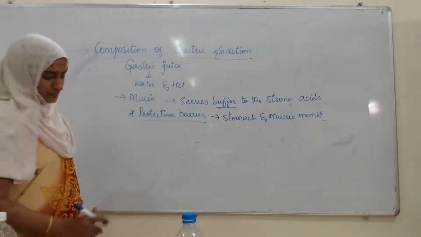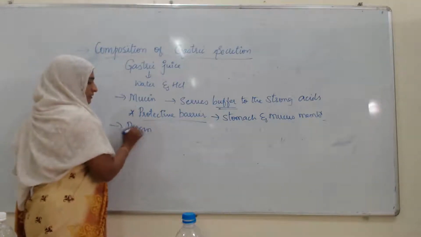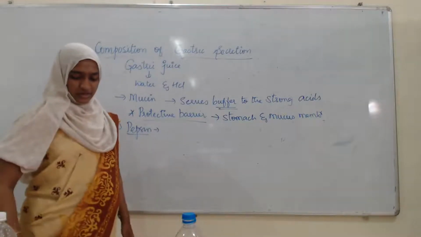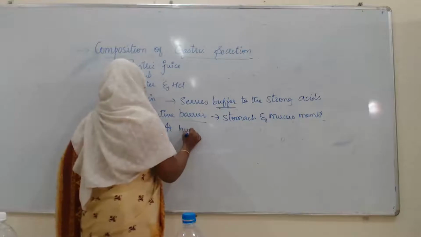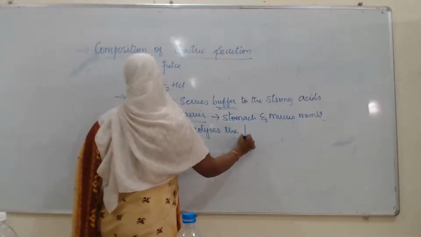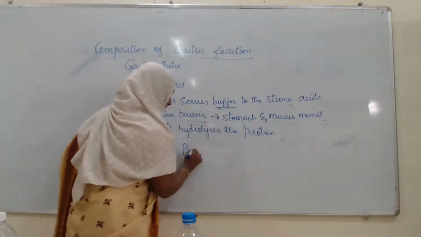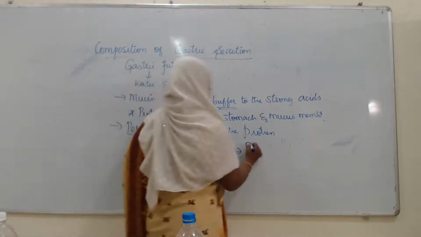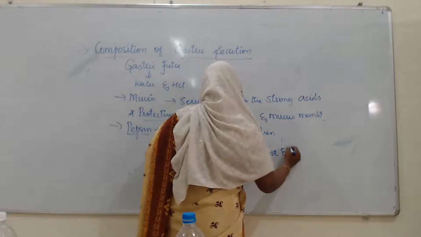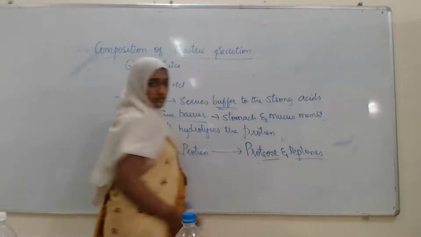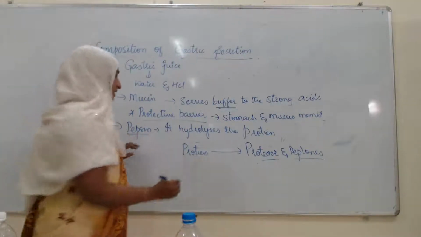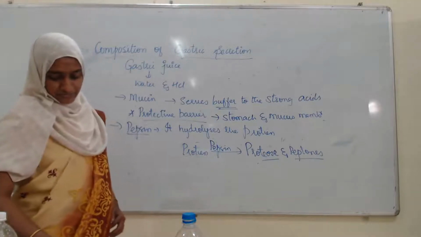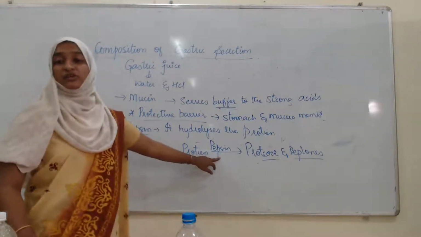The next is pepsin, the second enzyme. Pepsin is the most important enzyme in the gastric juice. It hydrolyzes protein into proteases and peptones. Protein gets hydrolyzed by which enzyme? By pepsin, into proteases and peptones.